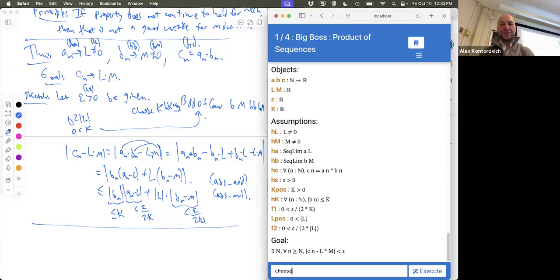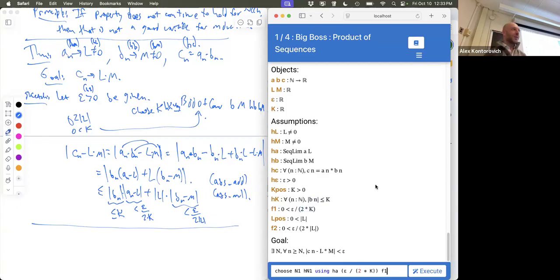So let's be a little slick. Choose N1, HN1, using HA with epsilon replaced by epsilon over 2 times K, and the fact that that is positive is F1.